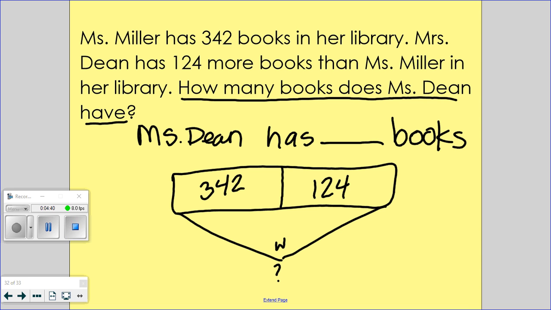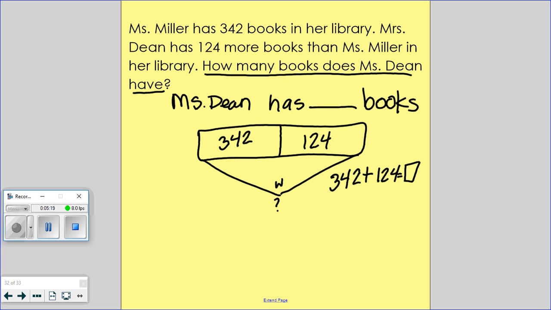What equation can I make with that? Aiden, what equation can I make with that? 342 plus 124. Look at my bar model. What's going to be my equation? Perfect. This is classic part whole. We know our two parts. We're going to add them together, figure out our whole. Continue on. If you're still working on expanded form, we should have our equation stacked, lining up our place values. Can I have your attention, please?